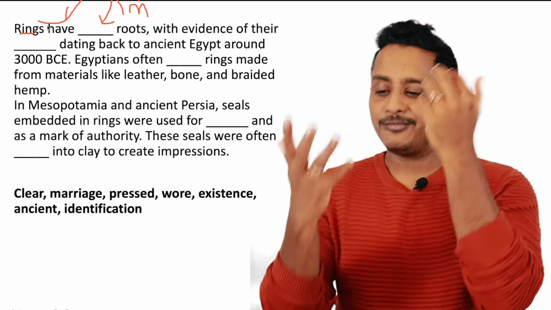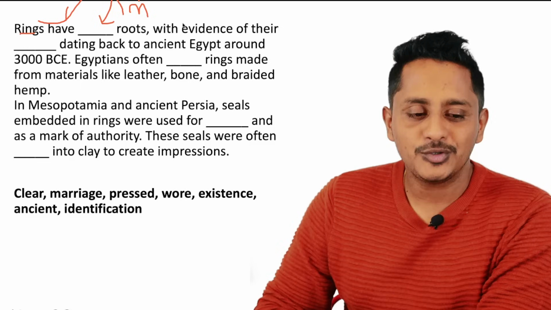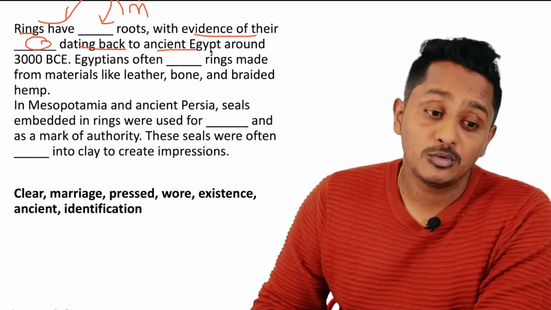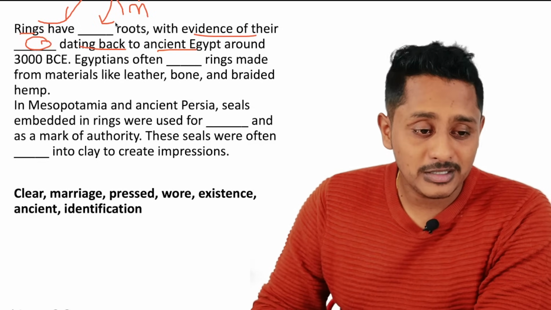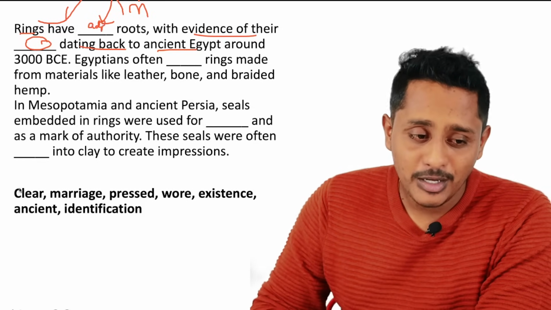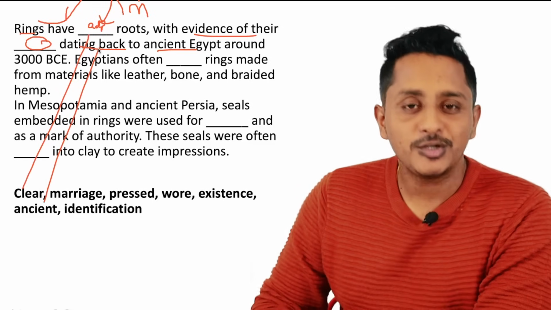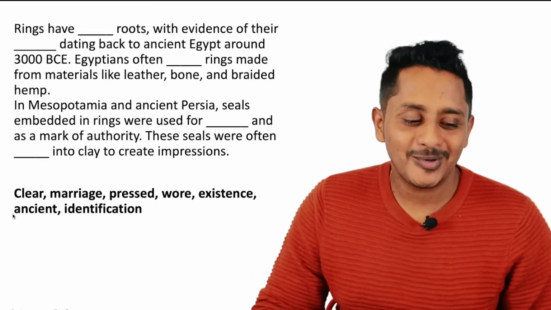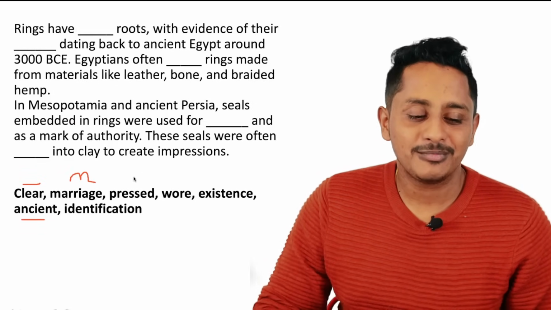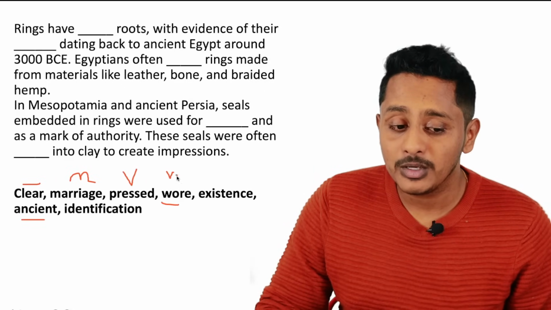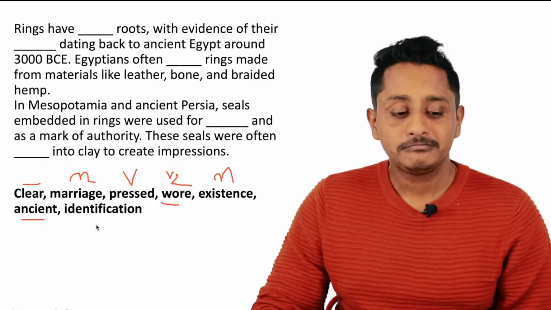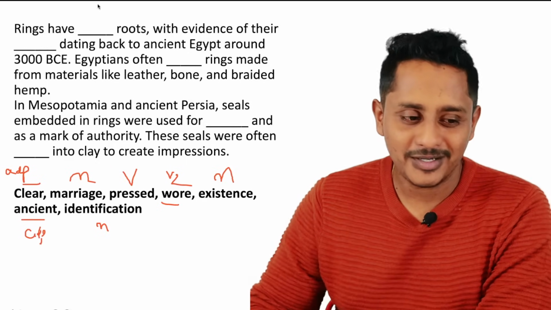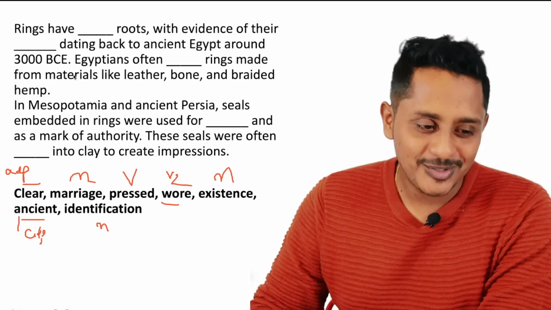Rings. I'm wearing a ring here. "Rings have dash roots with evidence of their dash dating back to ancient Egypt." Oh, that means they have a very old root. Here, an adjective has to come before a noun. Clear root, ancient root. Only two are fitting in. Pay more attention. Clear process, clear goal, ancient process, the marriage, pressed, "-ed" is their verb, or verb 2, existence, the identification. Clear is an adjective, ancient is an adjective.